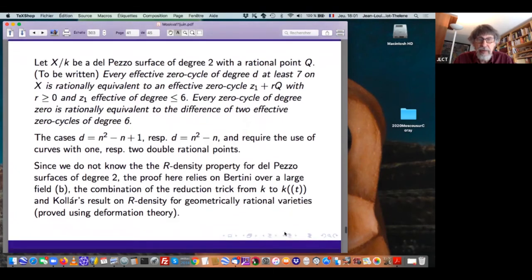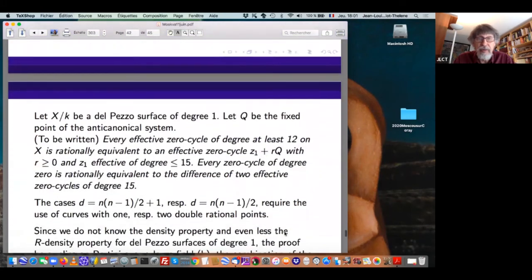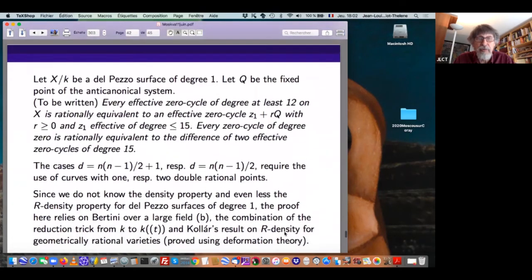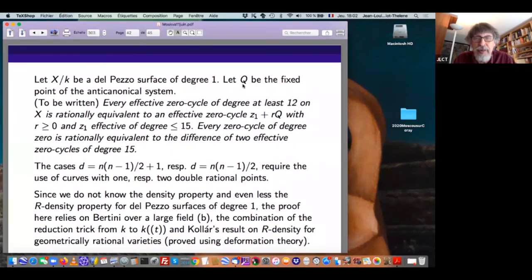And now, we can also discuss del Pezzo surfaces of degree 1. There's a rational point there, the fixed point of the anti-canonical system. And if my computation is correct this morning, what you get is that every effective 0 cycle of degree at least 12 on X. I'm sorry, this is not 12. 16. This 12 should be 16.